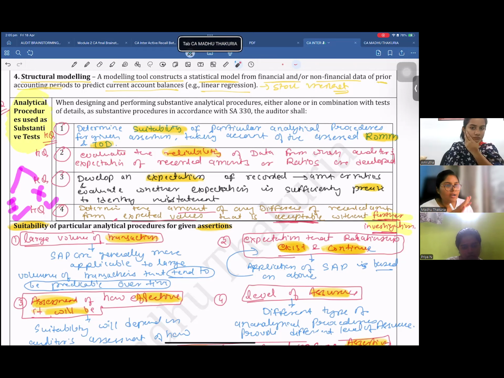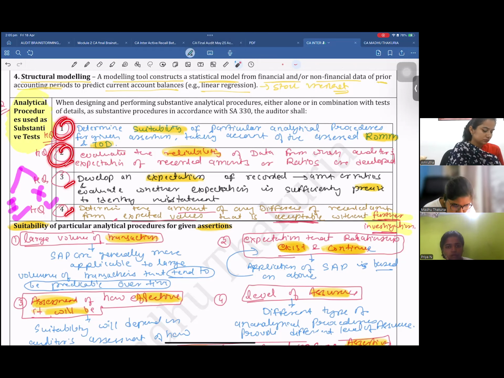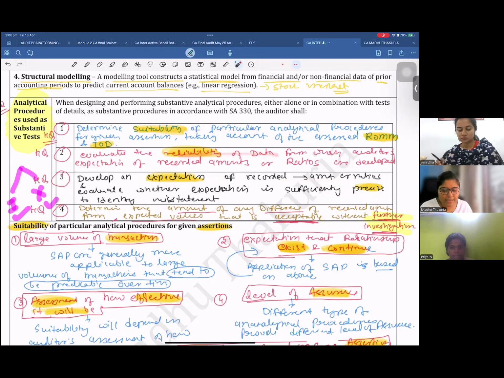Wait. What I'm trying to highlight to you is these are two different questions. This is a main question, under which you have 4 points. But all these 4 points have their individual question as well. So the question we are going to deal with now is question number 3: how do you develop an expectation which is sufficiently precise? Please highlight this question in your book as important, that analytical procedure to be used as substantive test, under which you will go through each and every topic: how do you determine the suitability, the reliability of data, whether the expectation is sufficiently precise.